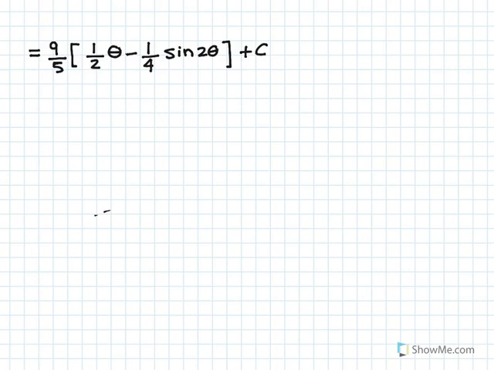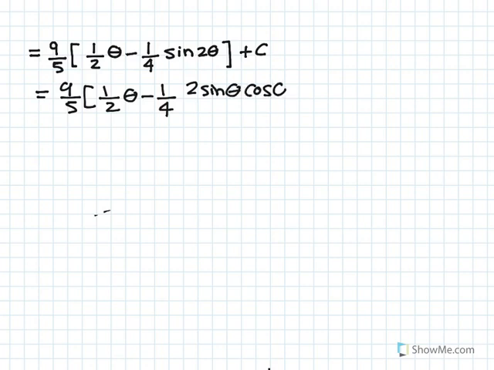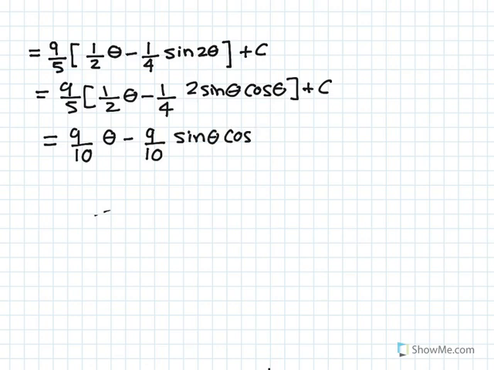Of course, we have to bring this back to the variable x, but before doing that, let's rewrite this. 9 over 5, 1/2 theta minus 1/4 sine 2 theta, which is 2 sine theta cos theta, plus c. We simplify this, we get 9 over 10 theta minus 9 over 10 sine theta cos theta plus c.